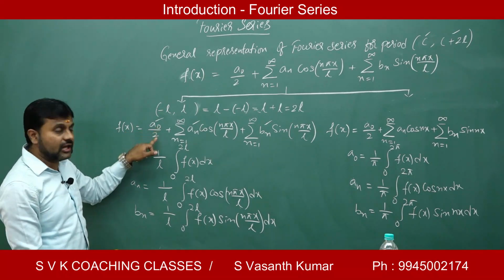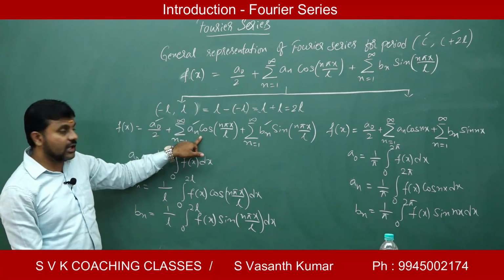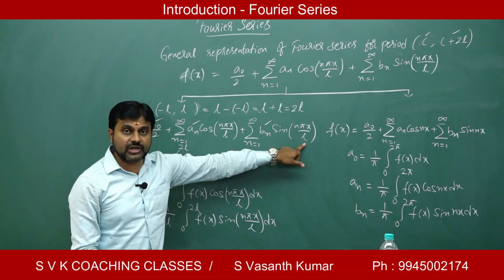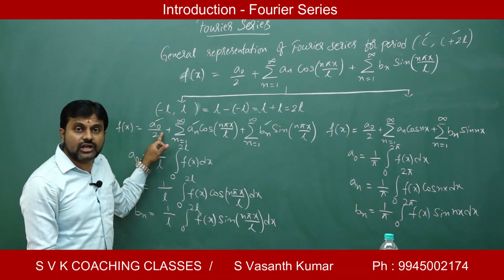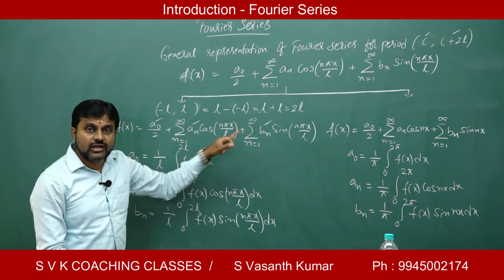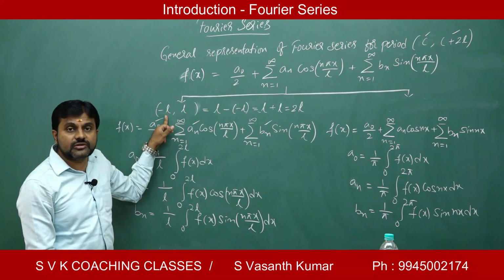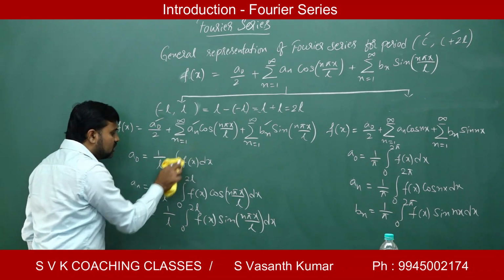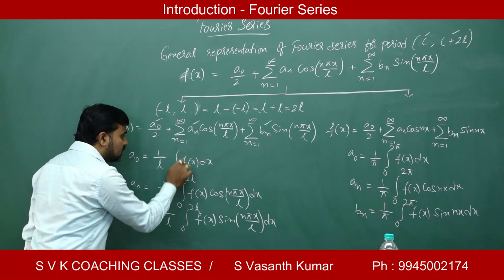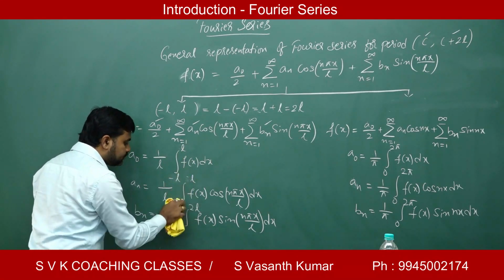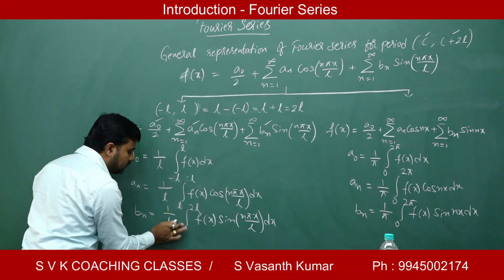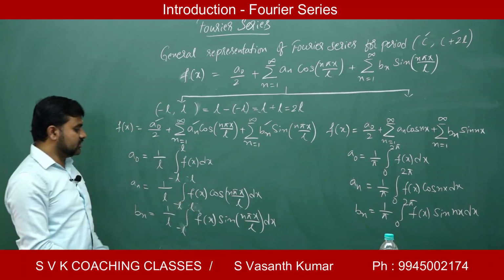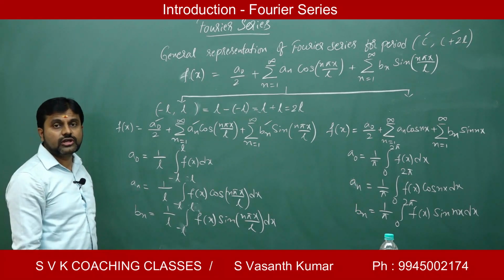So f of x is given by a naught by 2 plus summation n equal to 1 to infinity an cos n pi x by L plus summation n equal to 1 to infinity bn sin n pi x by L. But while finding the Fourier coefficients a naught, an, bn, observe the interval is given as minus L to L. So just replace the intervals, that's all. Just change the interval to minus L to L. This is the formula for minus L to L.